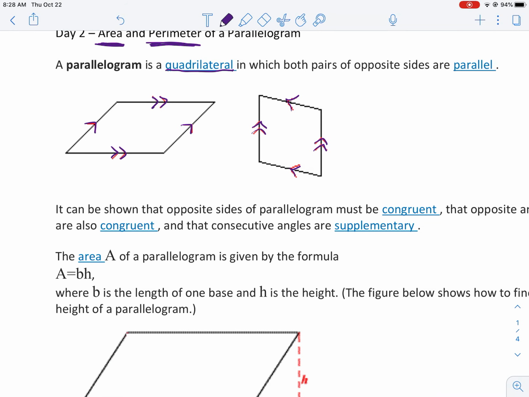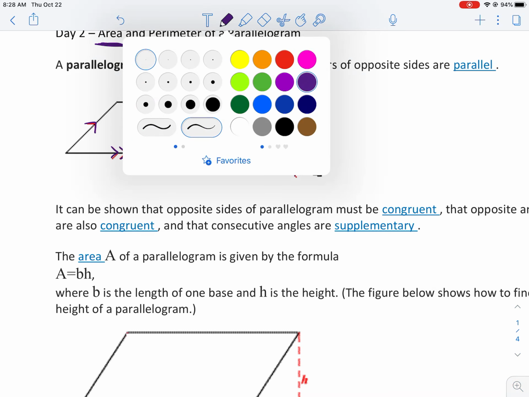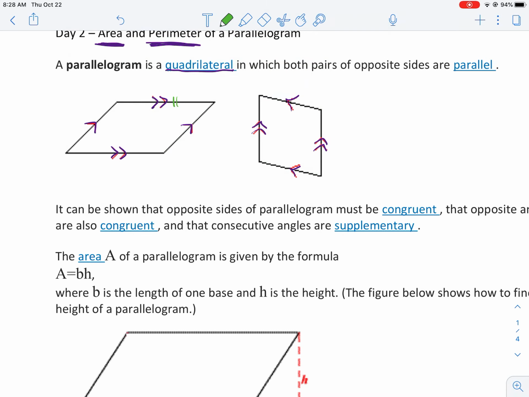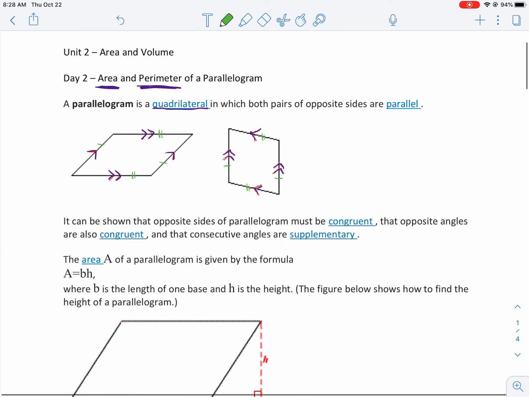It's also important to point out it can be shown that opposite sides of a parallelogram must be congruent. So that means this side is congruent to that side, and same thing with the other shape. Notice I use either two dashes or one to signify that the opposite sides are congruent, but not all four. We haven't proved anything yet, so unless they tell us that all four sides are congruent, or we've proven it somehow, we just know that parallelograms have opposite sides that are congruent.